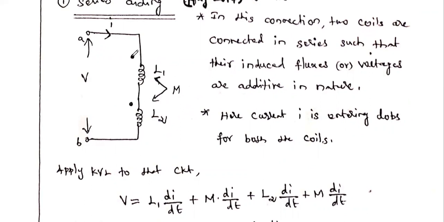Here you see the dots. The first dot is placed at the entering point of coil 1. In series, the same current I flows through L1 and L2, as you already know. Here, at the entering point of the current, the dot is placed. Similarly, in the second inductor also, at the entering point of inductor L2, the dot is placed. So both dots appear at the entering point of the current direction. This type of connection is called series aiding.